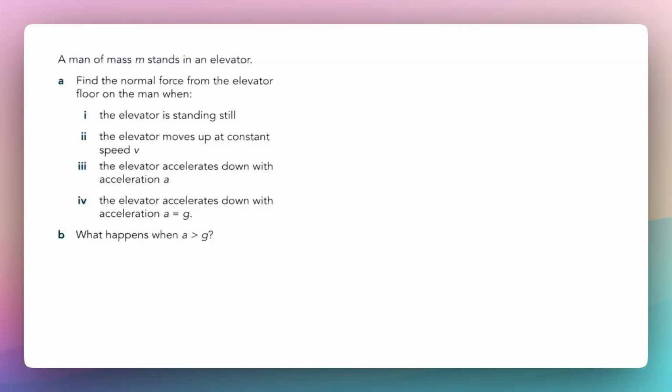The question says that a man of mass m stands in an elevator. Okay, so there's an elevator. Just draw a very small little diagram, and the man of mass m is standing in that elevator. Find the normal force from the elevator floor on the man when the elevator is standing still.